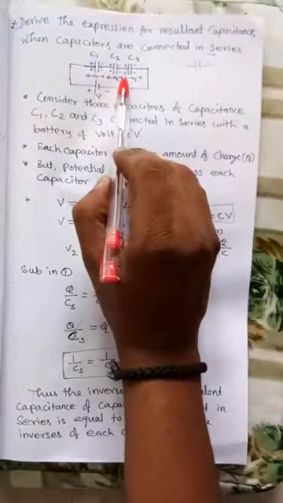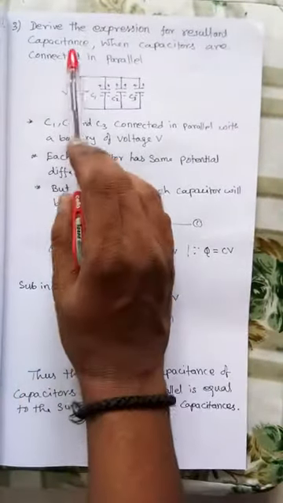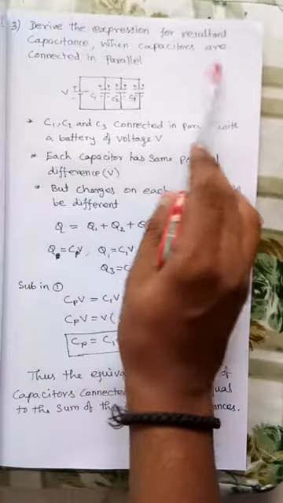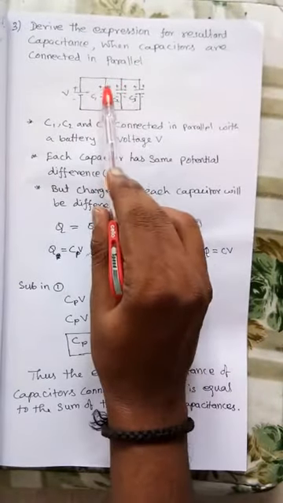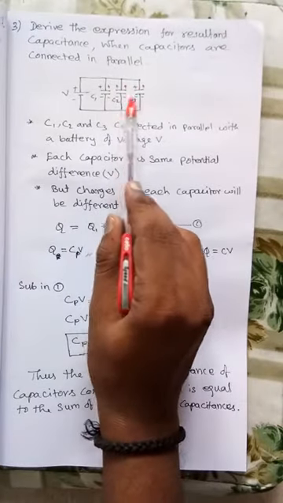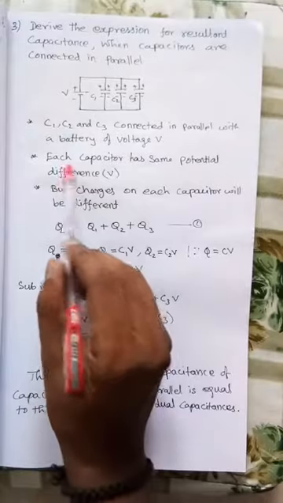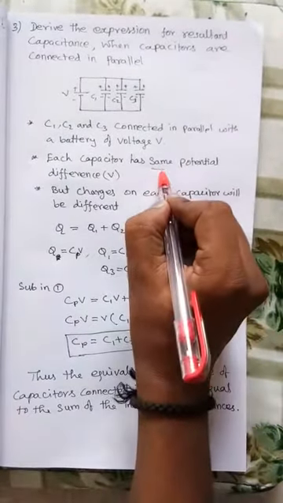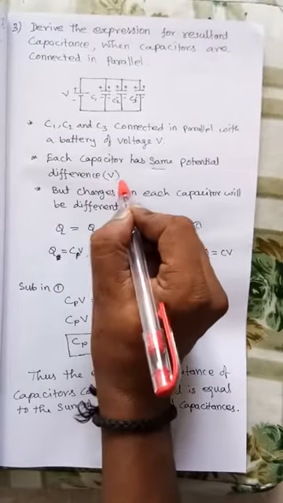Next, when capacitors are connected in parallel, you see, another important 3-mark question. Derive the expression for the resultant capacitance when capacitors are connected in parallel connection. Parallel means the connection is split. So in a parallel connection like this, C1, C2, C3 are connected to one battery. Here the potential difference V is the same across every capacitor.